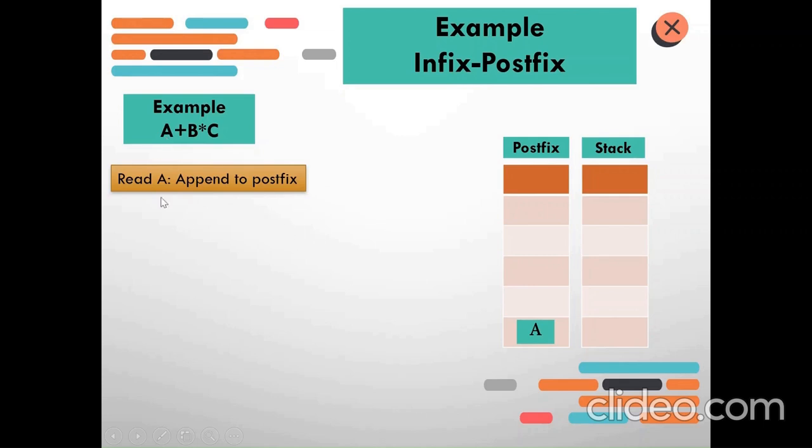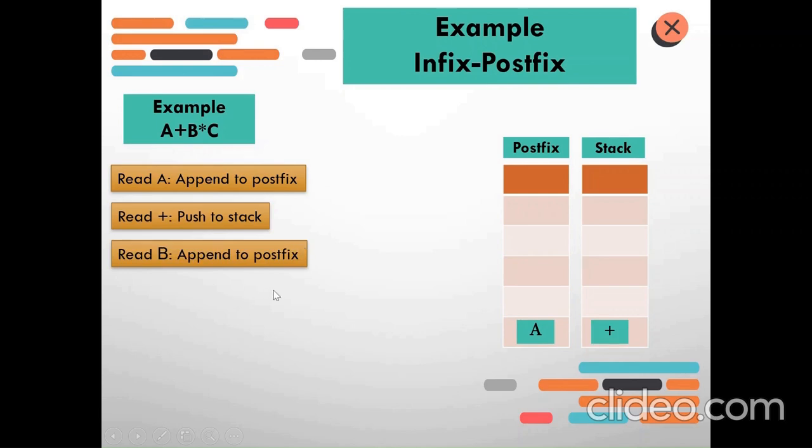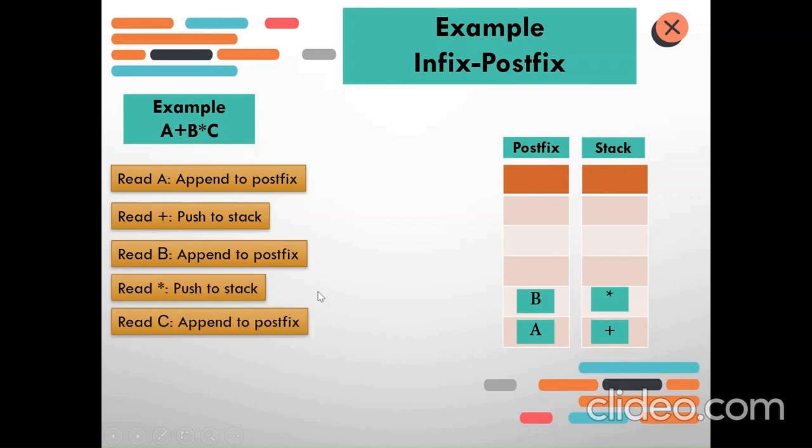So here A has been read or scanned from the infix expression and we have appended it to the postfix array. Next, plus has come. Since it is an operator, it would go to the stack. Then B is an operand, it would go to the postfix expression. Then asterisk, which represents multiplication and is an operator, would go to the stack. And lastly, we have C, and it would go to the postfix expression.